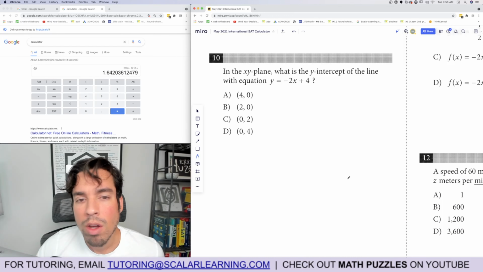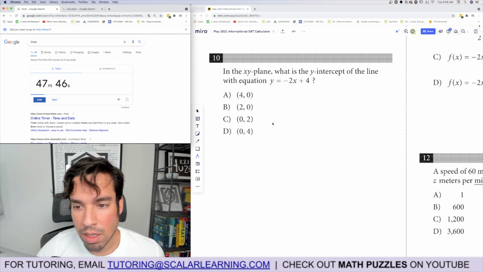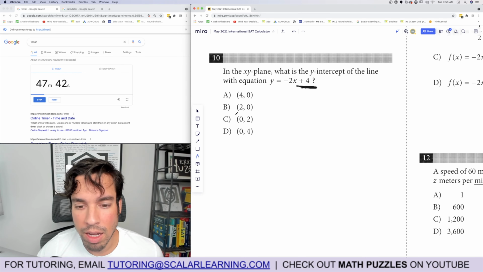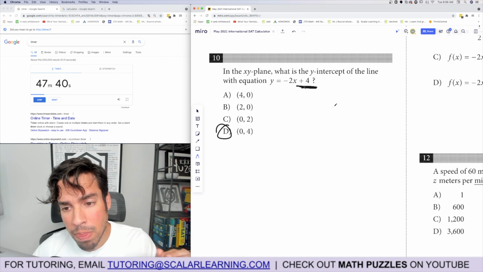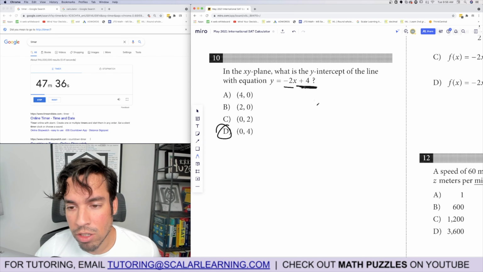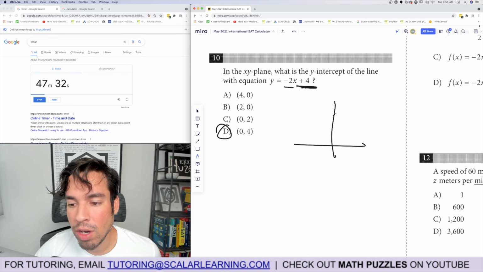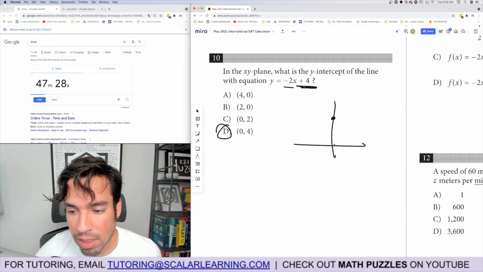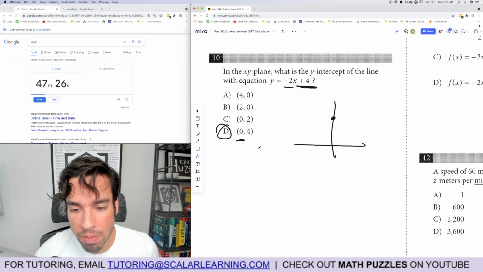In the xy plane, what is the y-intercept of the line? Okay, y-intercept is that guy, (0, 4). That's it. Now, this is in mx plus b format, so the slope is -2, the y-intercept is 4, but it's not (4, 0), it's (0, 4), because think about it. When you're having a y-intercept, it's on the y-axis. And what is the value of x on the y-axis? 0.